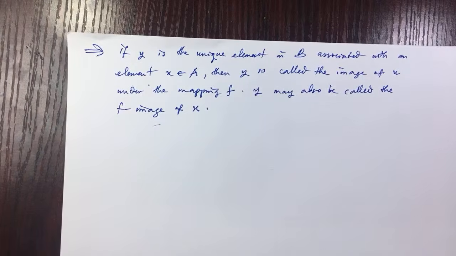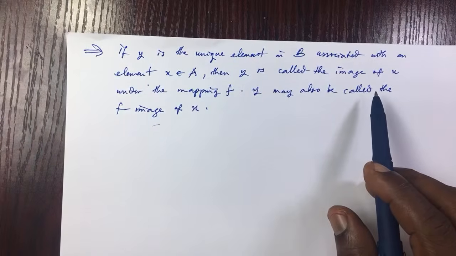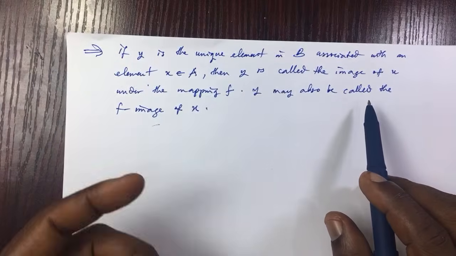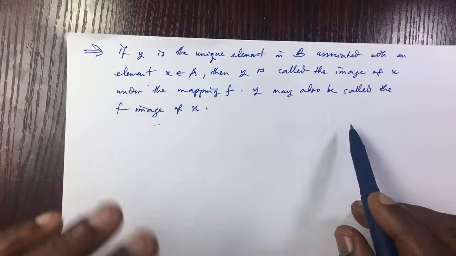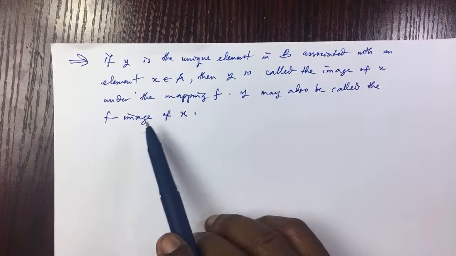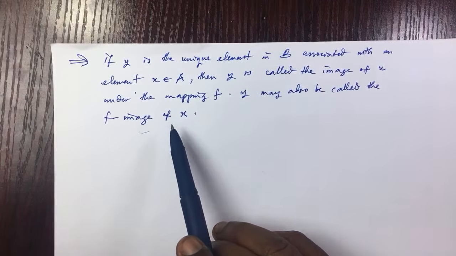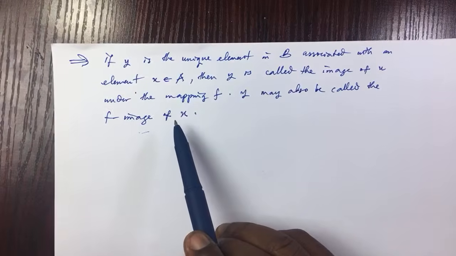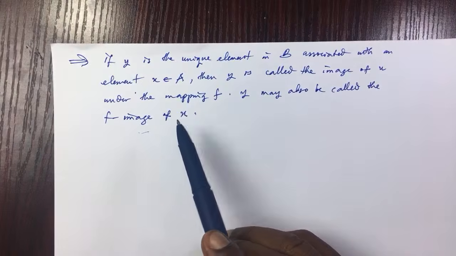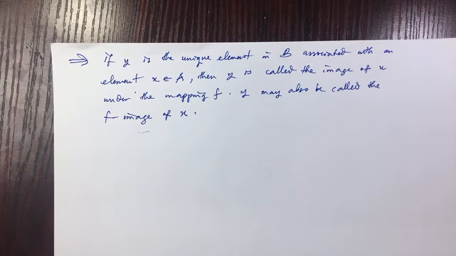What is Y? Y is that unique element in the codomain that was associated with the element X in the domain. So Y is usually called the image of that element in the domain under the mapping F, or you could call Y the F image of X. Now, if the mapping was not F, but it was G, then Y will be called the G image of X. If the mapping was not G, but was H, then Y would also be called the H image of X. So take note of that, and let's move to the next point.